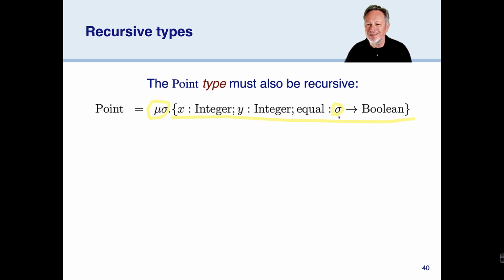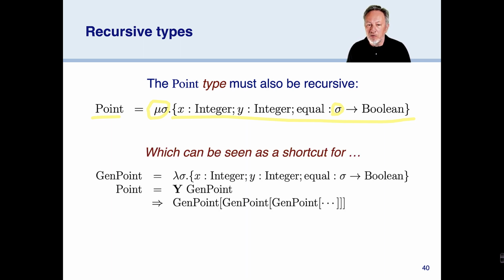So that's why the type sigma here is a parameter to the fixed point operator, because we want equality to also be defined for points. So we somehow have to deal with this recursion. So that's kind of clumsy. In other words, we can see that as kind of a shortcut again for a generator here. So here we have an ordinary lambda instead of a mu. So we abstract from sigma. So now it's an argument. And then we take a fixed point of this generator.